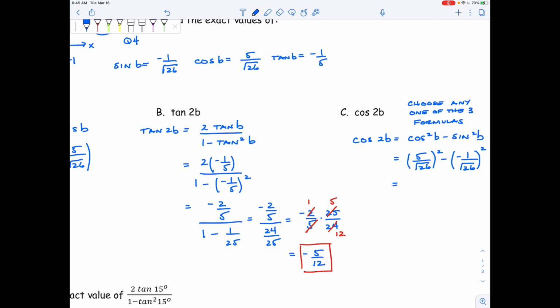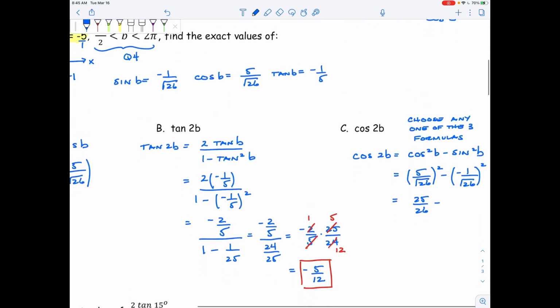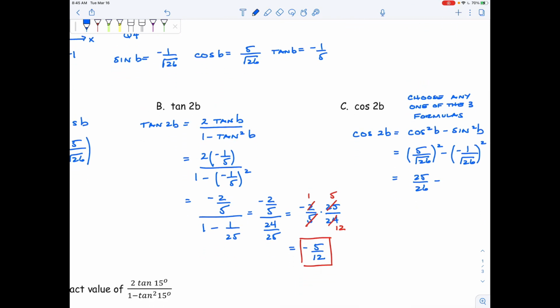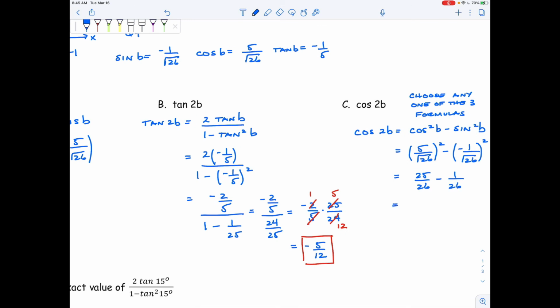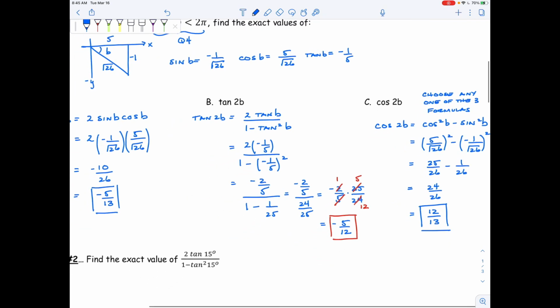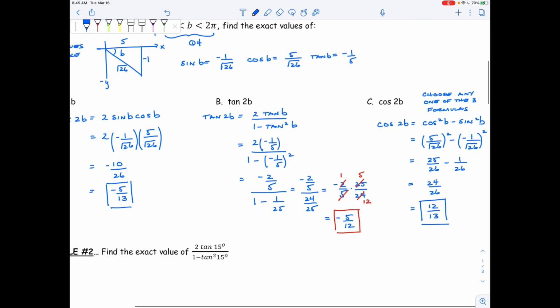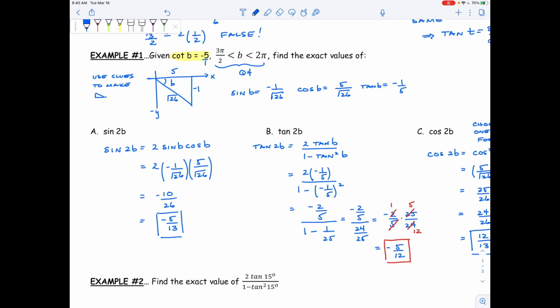So the reason why I'm choosing that first one is because then they'll automatically have common denominators when I plug in the fractions. I've got 25 over 26 minus -1 over radical 26 squared just gives me 1 over 26, which gives me 24 over 26, or 12/13. So that little triangle method, drawing that thumbnail sketch, is really a great way of unpacking the situation like this.